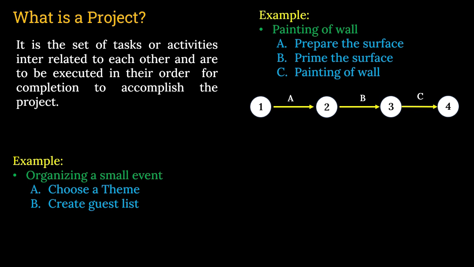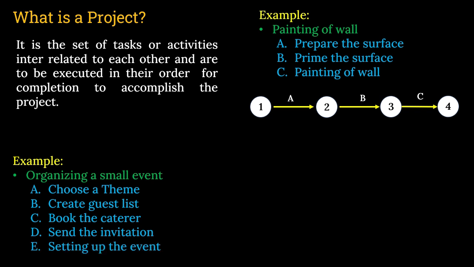Create the guest list, who all will be invited. Then you have to talk to the caterer, book the caterer accordingly. Then after that, what you are going to do? Send the invitation to different guests. Then setting up the event. That is the final day. Now here, if you see, we are having to organize a small event. We are having 5 tasks to be completed to complete this entire project.